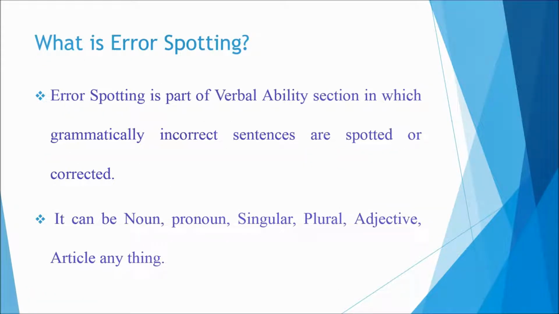Next, we are going to learn about what is error spotting. Error spotting is part of verbal ability section in which grammatically incorrect, which means grammatically wrong, sentences are spotted or corrected. It can be noun, pronoun, singular, plural, adjective, article, anything.